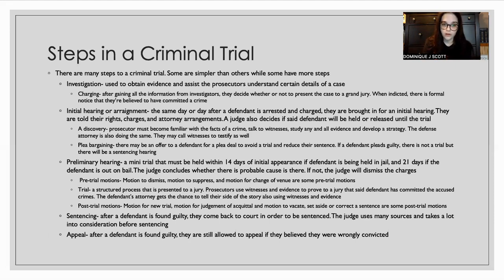An initial hearing or arraignment: the same day or date after the defendant is arrested and charged, they are brought in for an initial hearing. They're told their rights, charges, and attorney arrangements. A judge also decides if said defendant will be held or released until the trial.